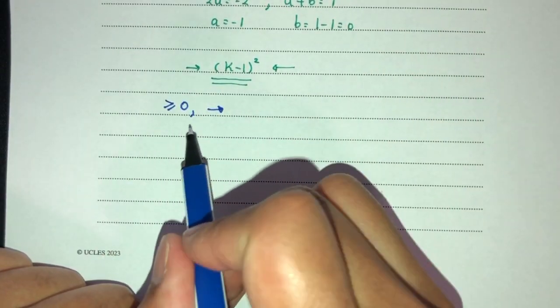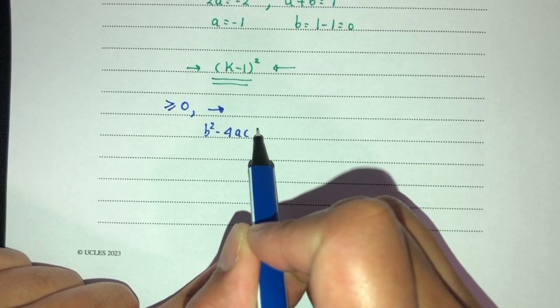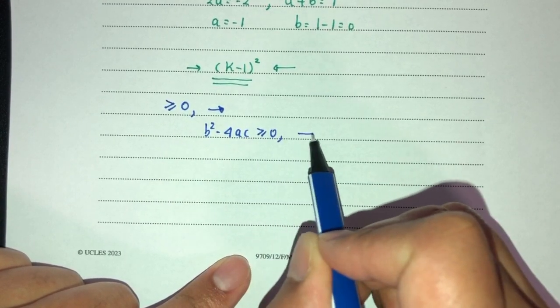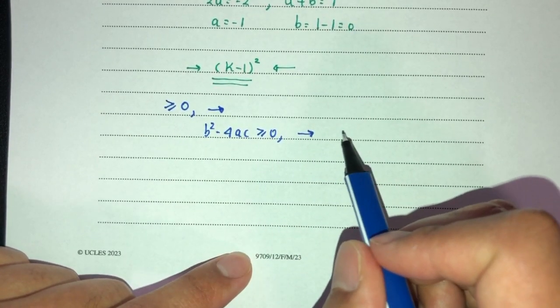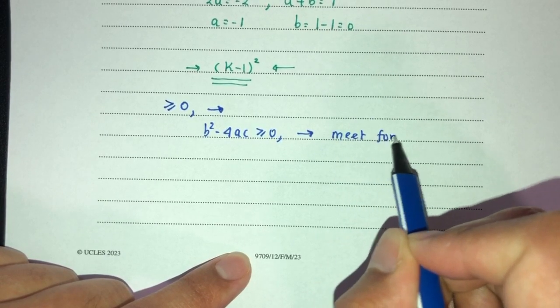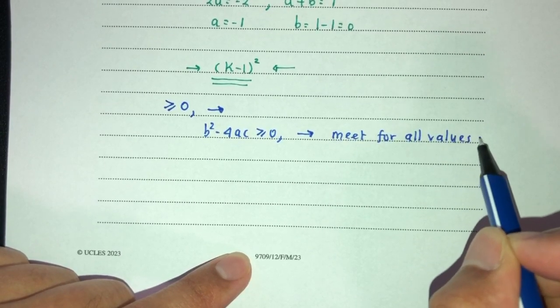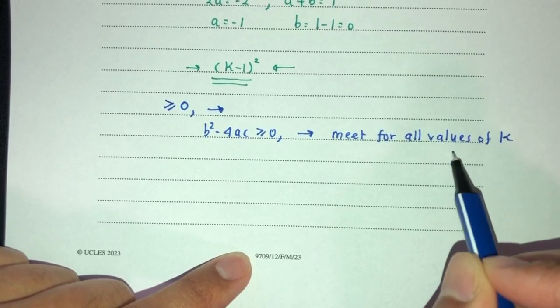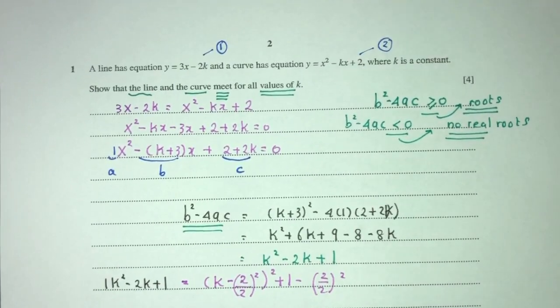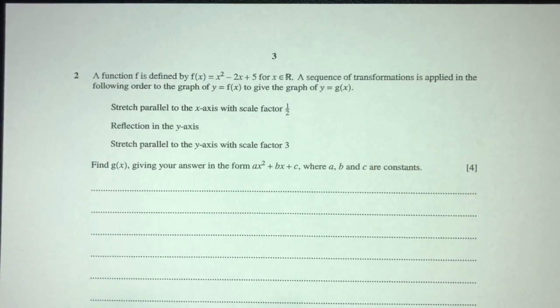So by showing that this b squared minus 4ac is more than this, we have shown that they will meet for all values of k. Okay, so this is your question number 1. Now let's move on to question number 2.